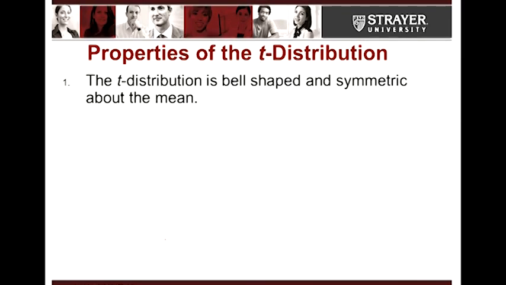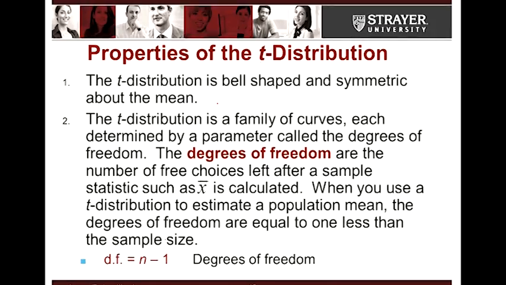Now the t-distribution is very much like the normal distribution in that it is essentially bell-shaped and it's symmetric about the mean. However, whereas the normal distribution is just one curve, the bell curve, this is a family of curves, okay? And each of those is determined by something called the degrees of freedom. The degrees of freedom is 1 less than the sample size, n minus 1. And technically it's the number of free choices left after a sample statistic is calculated.